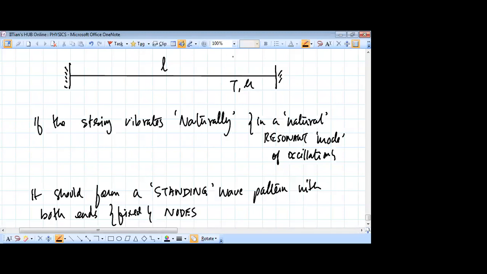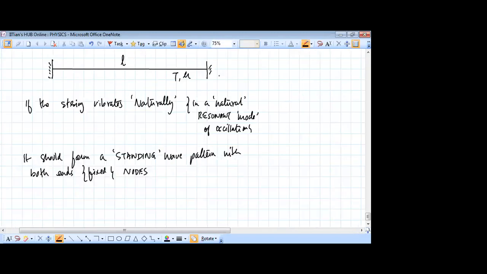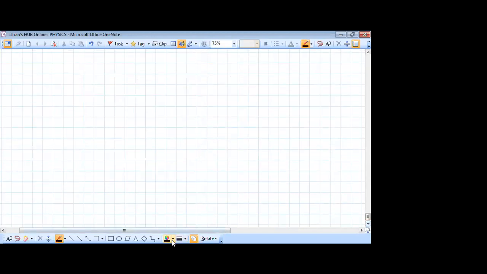So in other words, at an experimental level, you can understand that if I give this string some oscillation energy, then a natural way in which it will oscillate will be a standing wave pattern, such that this boundary and this boundary are nodes. So let us see what kind of standing waves are possible. So we'll understand what is called the fundamental mode of the string's oscillation.